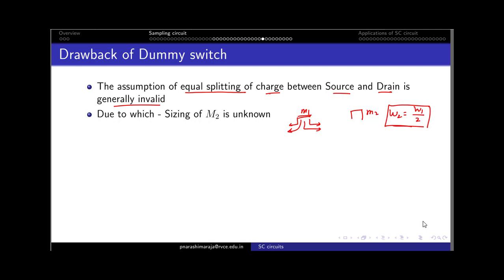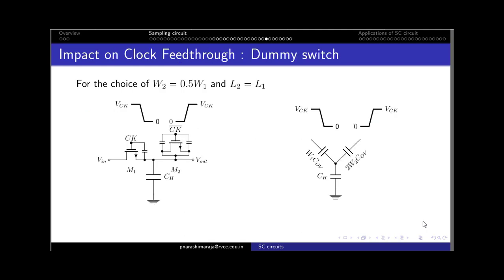Now let us see whether it could eliminate the clock feedthrough error. As I said before, the clock feedthrough is due to the overlap capacitance between the source and the gate, as well as between the drain and the gate. The assumption of having W2 equal to half the value of W1 is valid even here. So with that we will try to work it out.